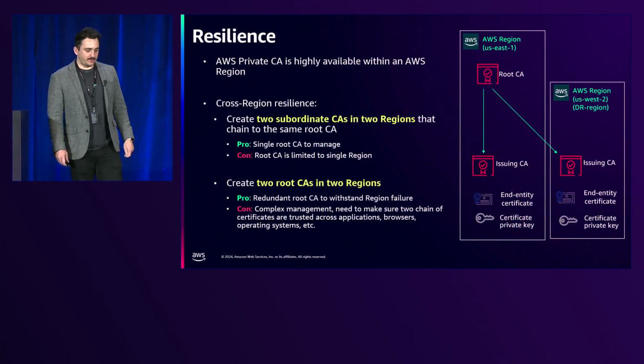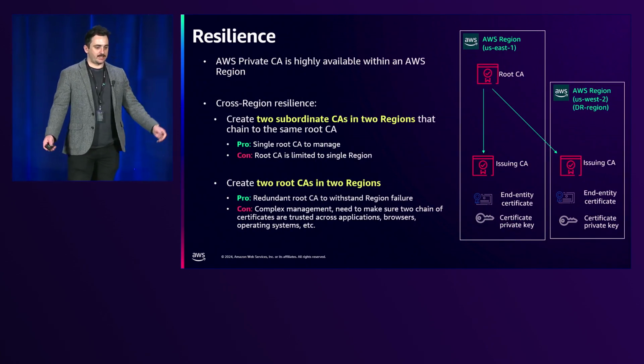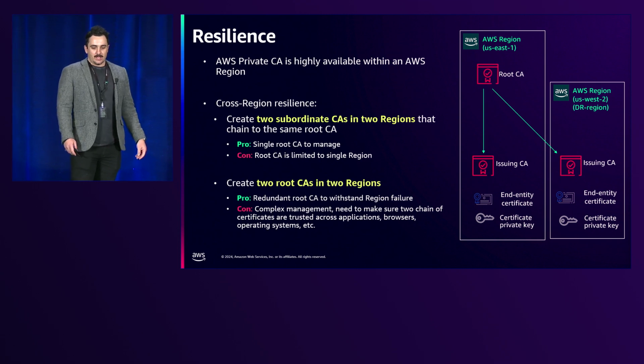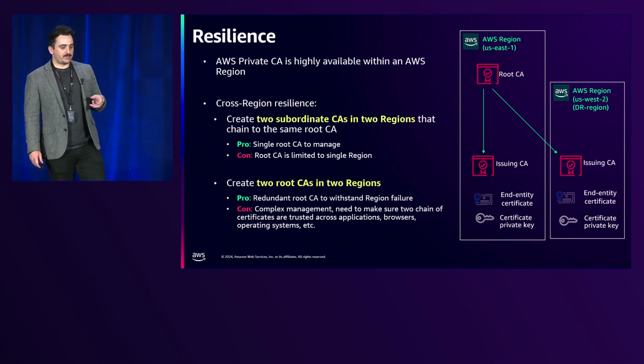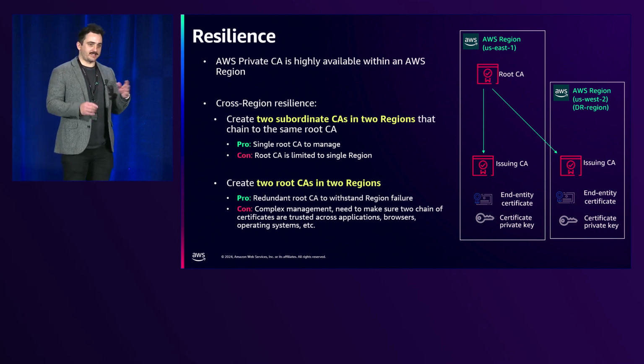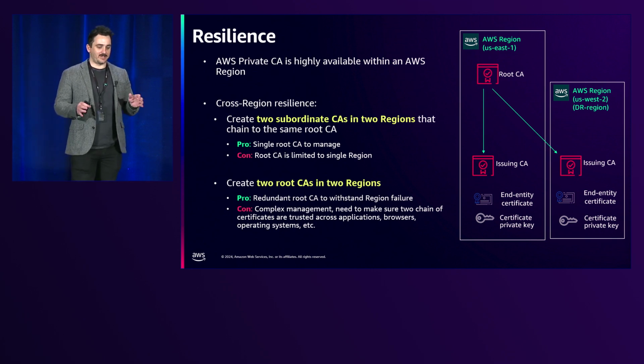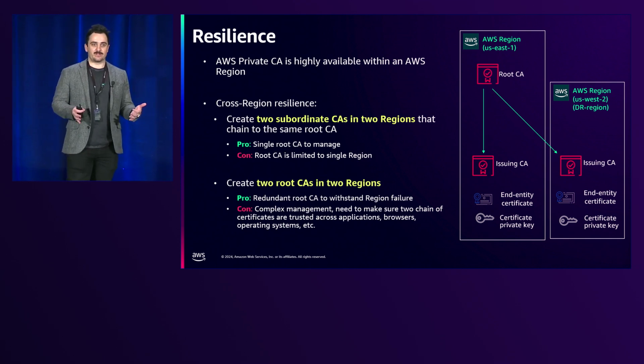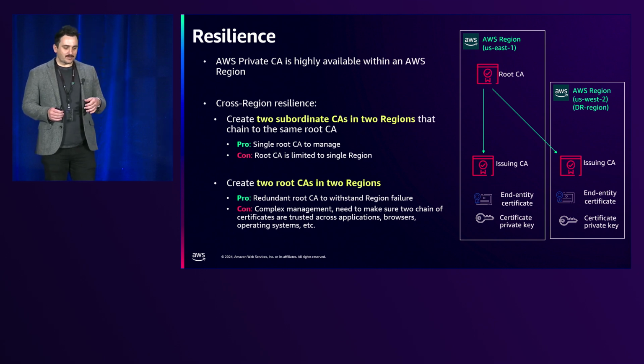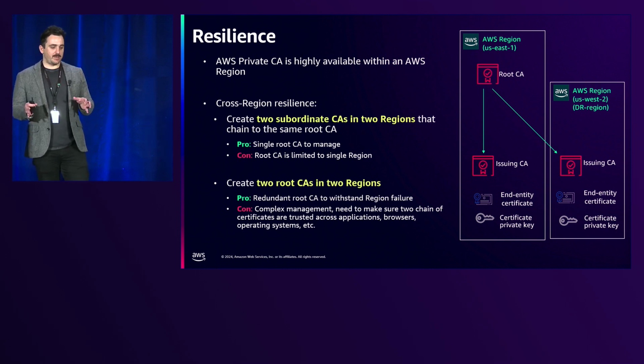I think we'd be remiss if we didn't talk about resilience. AWS Private Certificate Authority is highly available within a single region. But if you're anything like StubHub and you need to be highly available at all times, having a single point of failure is definitely not an option. So you might want regional points of presence. You could achieve this in two different manners.